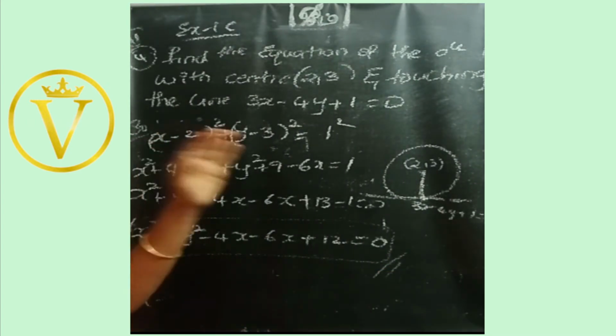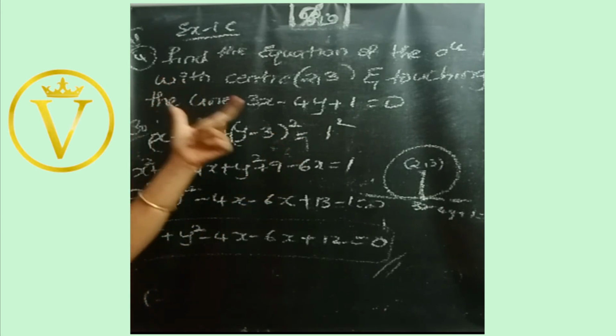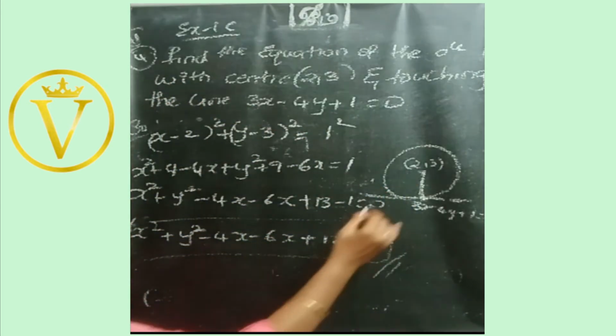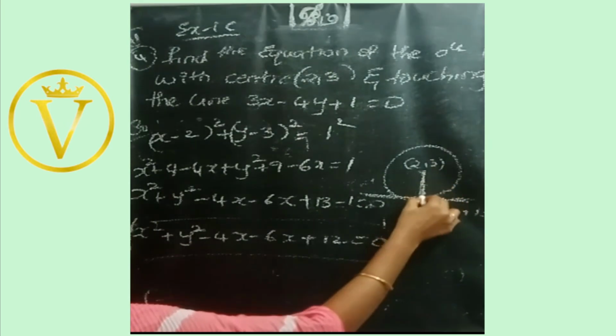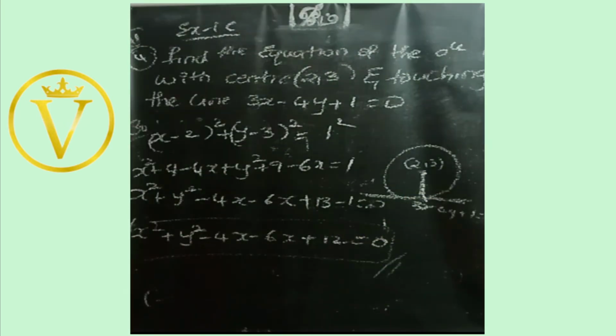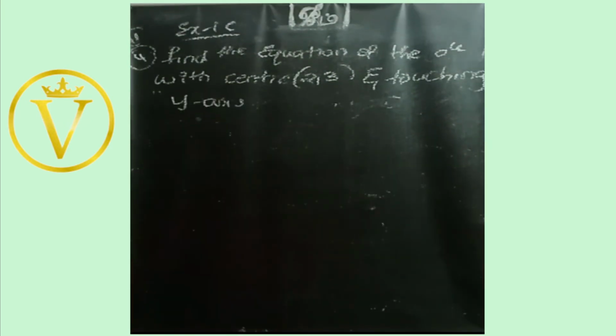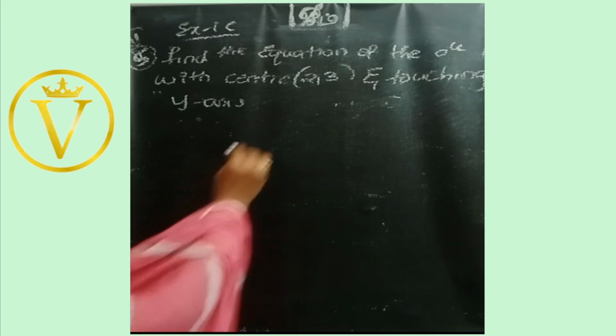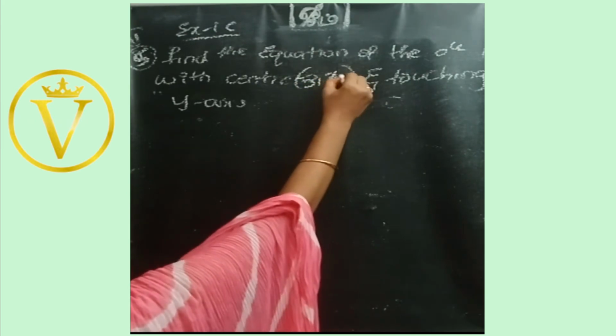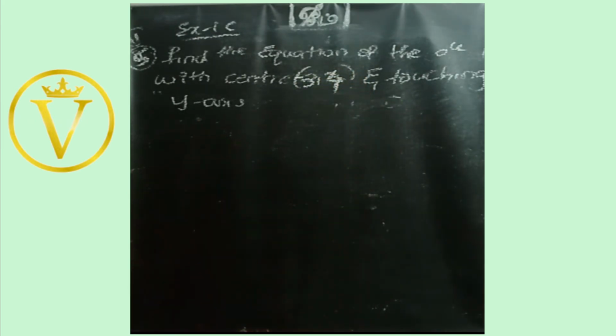So here they have said it is touching the line, that means the circle is touching a line here. That means definitely it will be the tangent only. Next we go for another problem. Okay, our next problem, that is the fifth problem of the second Roman. Find the equation of circle with center minus 3 comma 4 and touching the y-axis. Y-axis means what? We know that x equals 0.